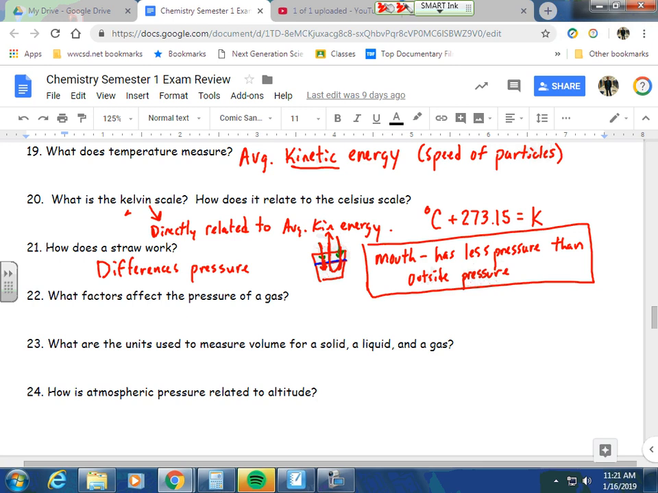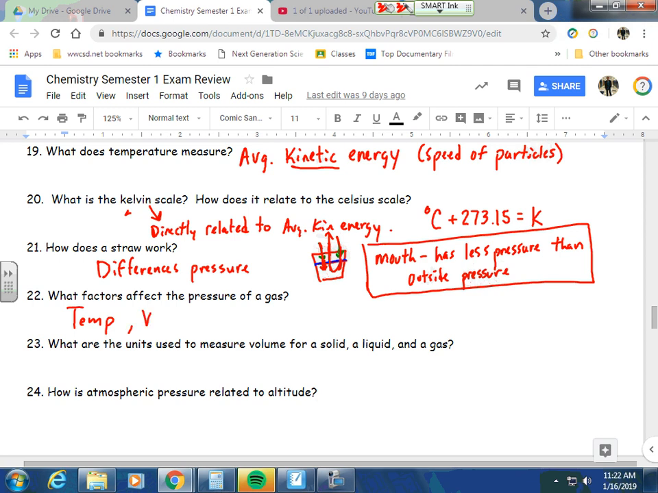All right, so some different factors that can affect the pressure of a gas. The temperature is one. If we increase the temperature, particles move faster and they hit the walls of the container more often, causing an increase in pressure. If we cool them down, less hits, less pressure.